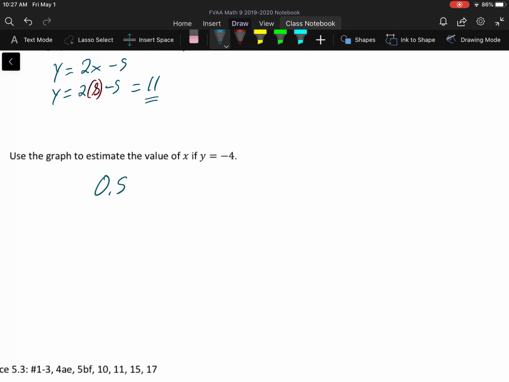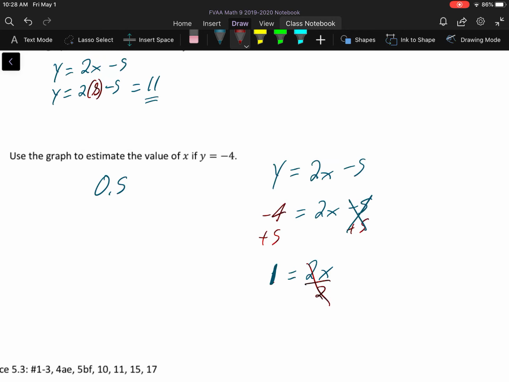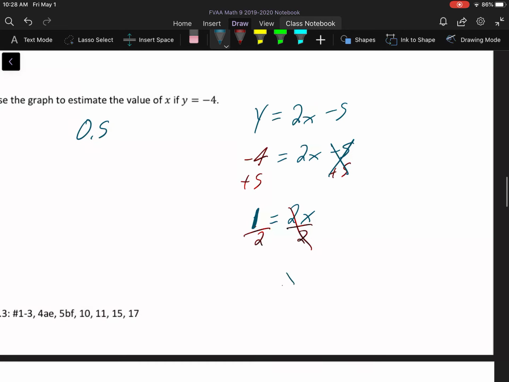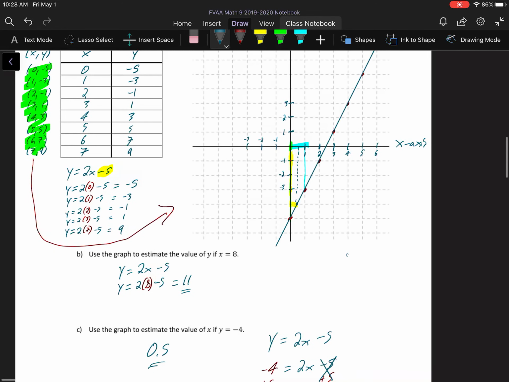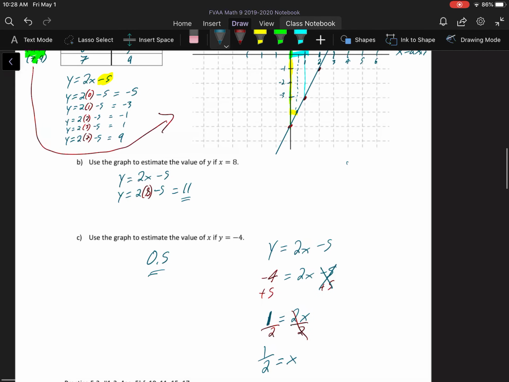And we can test this, right, by plugging this into our y value. So again, my equation is y is equal to 2x minus 5. I plug in negative 4 in the place of y, so negative 4 is equal to 2x minus 5. And I do some algebra, plus 5 on both sides. That's 1. That cancels that out. 1 is equal to 2x. And then divide both sides by 2. And lo and behold, x is equal to 1 over 2, which is equal to 0.5. So we did a good estimation there. Okay? And that first one was actually an extrapolation of the graph.